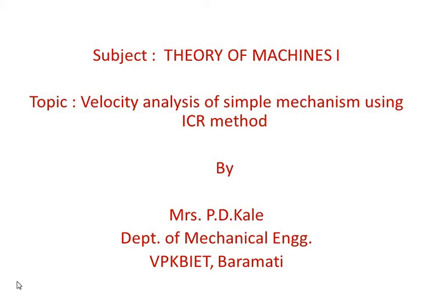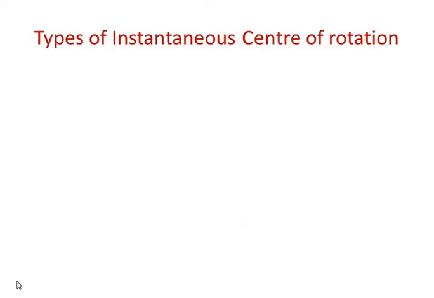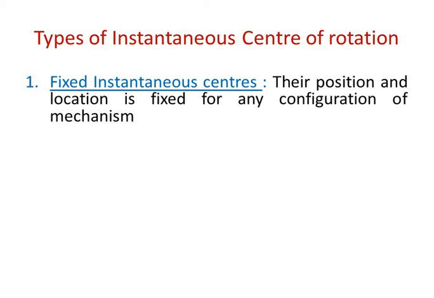Today we are going to see velocity analysis of simple mechanism using ICR method. Types of instantaneous center of rotation. There are three main types of instantaneous center of rotation. First, fixed instantaneous center. So their position and location is fixed for any configuration of the mechanism.